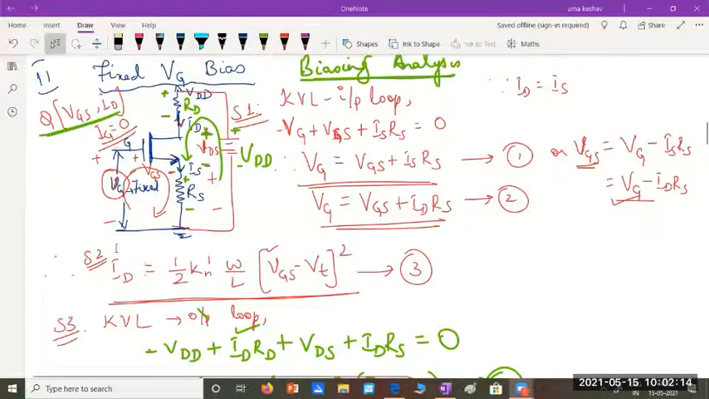The second one which we spoke of was the fixed VG bias. Here we would fix the gate voltage by using a resistor in the source terminal, that is RS. So you would be able to fix this voltage by some external source and resistors, and we will stabilize that voltage through this resistor RS.